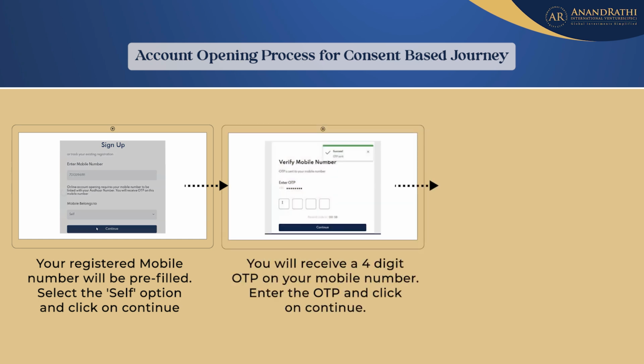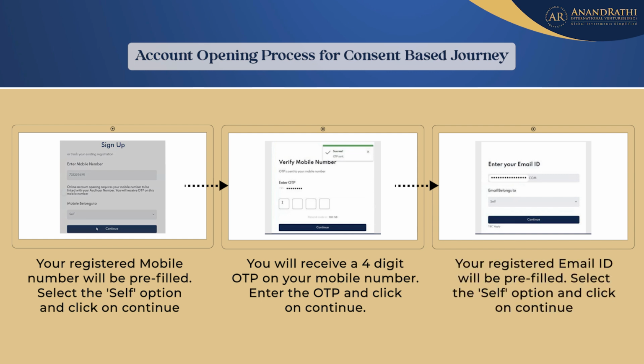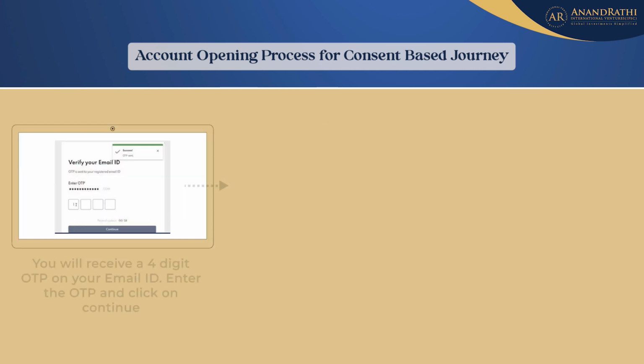You will receive a 4-digit OTP on your mobile number. Enter the OTP and click on Continue. Your registered email ID will be pre-filled. Select the Self option and click on Continue. You will receive a 4-digit OTP on your email ID. Enter the OTP and click on Continue.